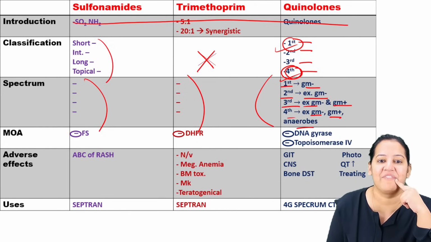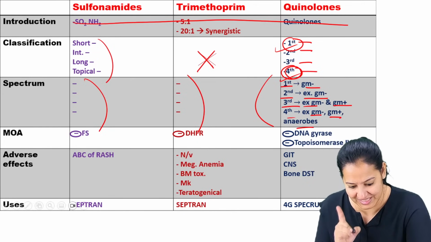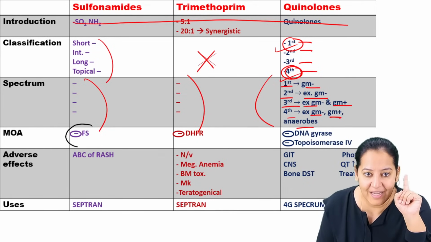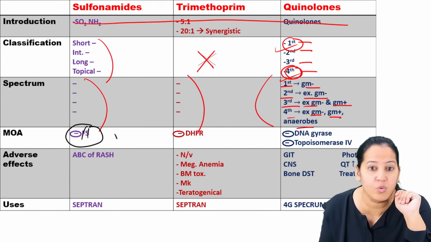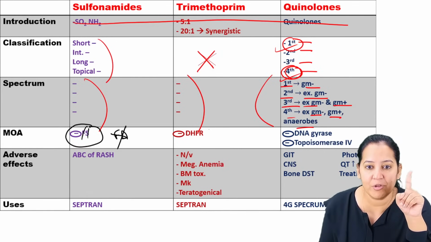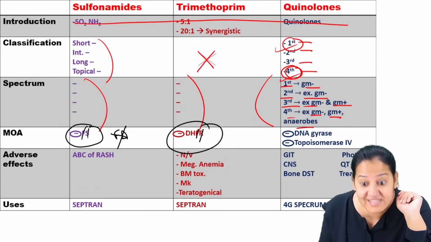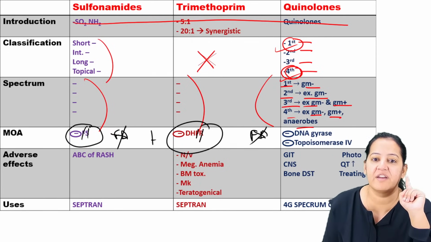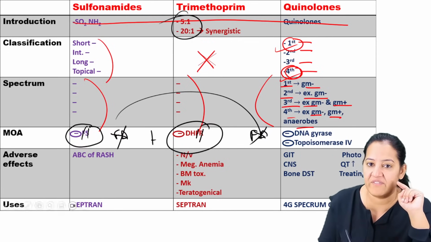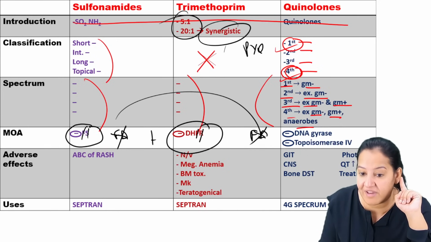Now, see the mechanism of action. It's very important to see the mechanism of action. Sulfonamide inhibits folate synthetase enzyme, so no folic acid synthesis. And trimethoprim inhibits folate reductase enzyme, dihydrofolate reductase. So again, no folic acid synthesis. That's why they are given in combination 20:1 or 5:1. The action is synergistic. It's also a PYQ.